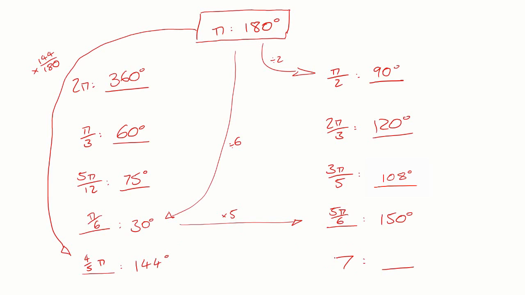And this one's a bit weirder. 7 radians. How do we turn the number pi into the number 7? Well, we'd have to times by 7 and divide by pi. Do that to the right-hand side of the ratio again, and you do divide by pi. You get about 401 degrees. Have a think about why that makes sense, that is a bit more than a full turn. Lovely.